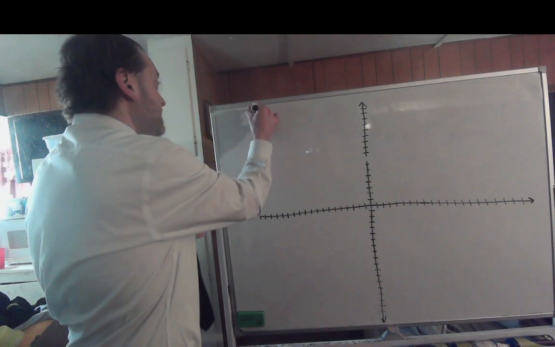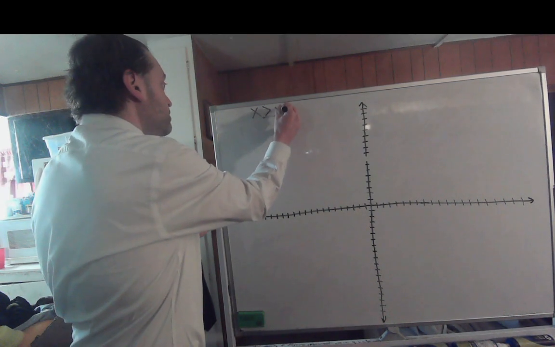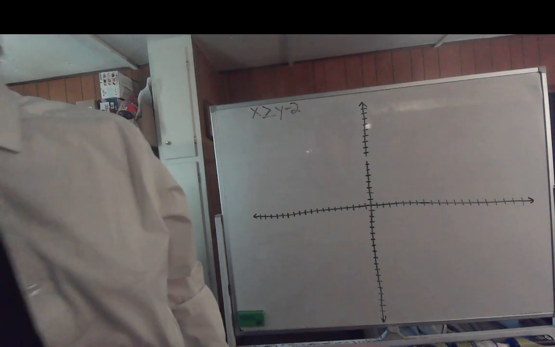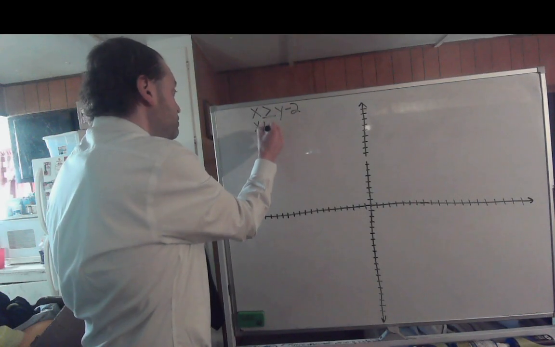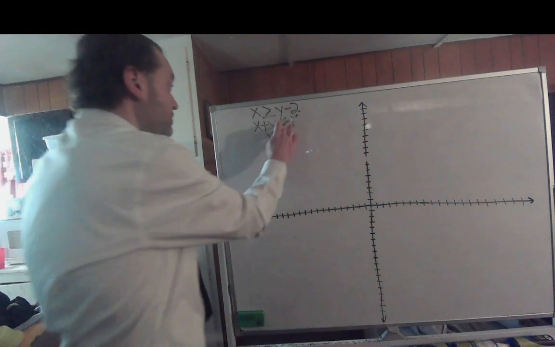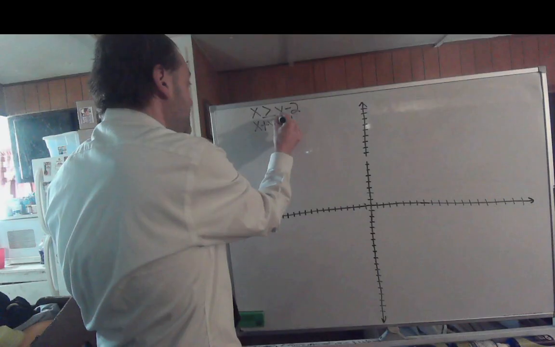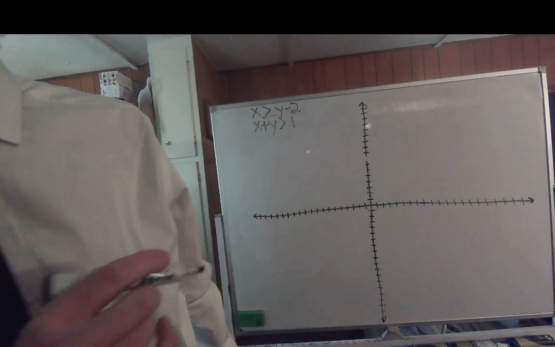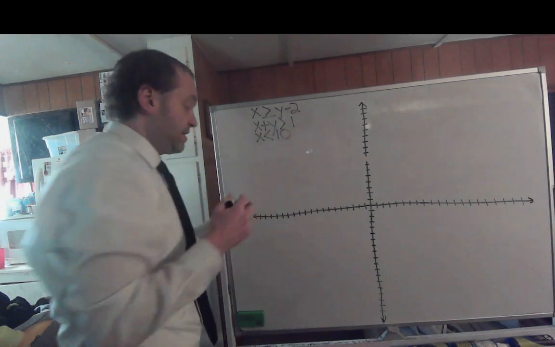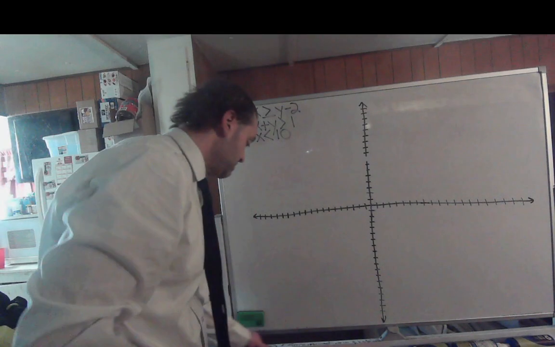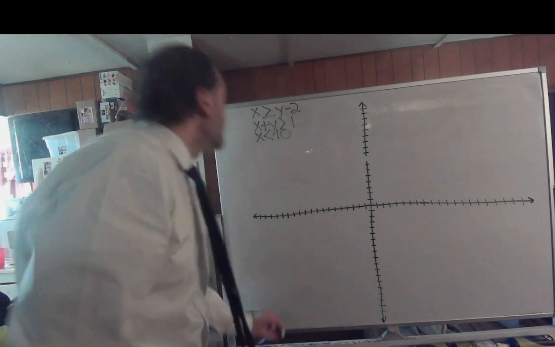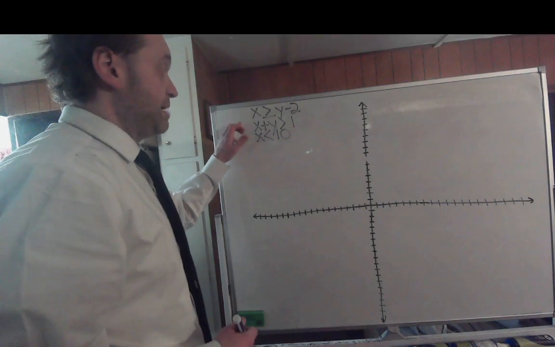So let's see, x is greater than or equal to y minus 2. X plus y is greater than 1, excuse me, I misspoke earlier. And then x is less than 10. So we have these 3 inequalities in the system. Well, let's start with x is greater than or equal to y minus 2.